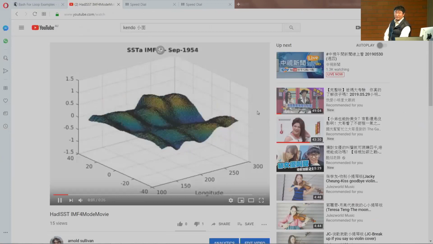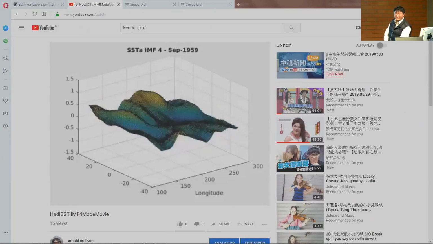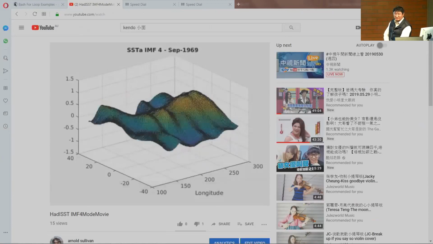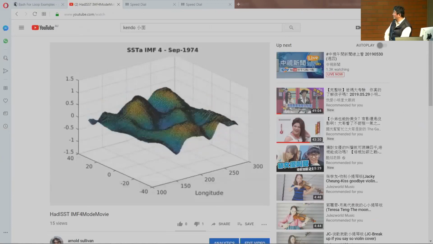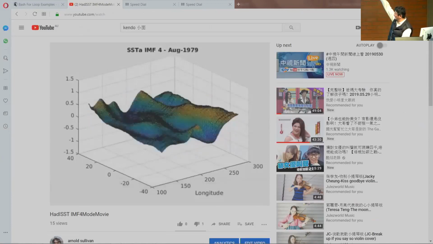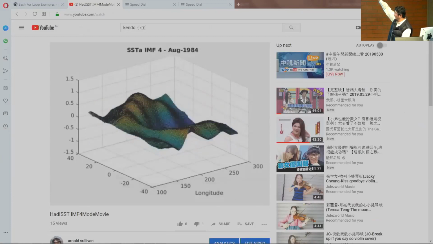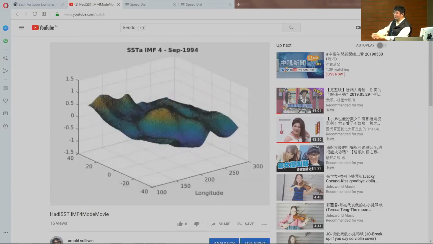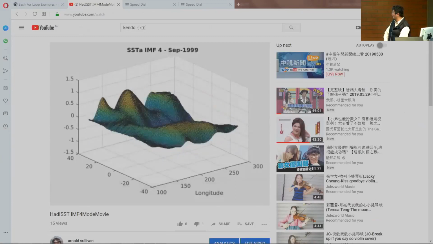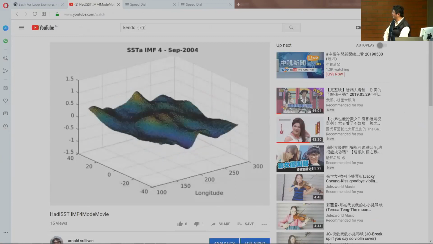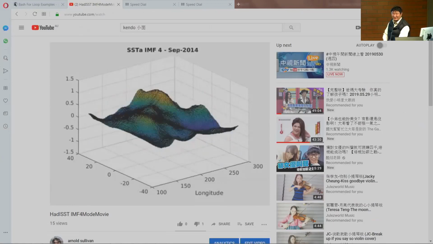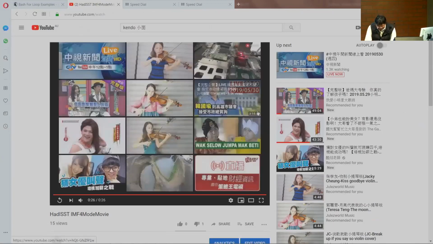Yeah, so this is IMF4. In space and in time, they share the same frequency. You can see the El Nino coming down from the far end side of the screen, and sometimes warming in the center only. So this is more like a real ENSO rather than what was shown before, which showed different things.